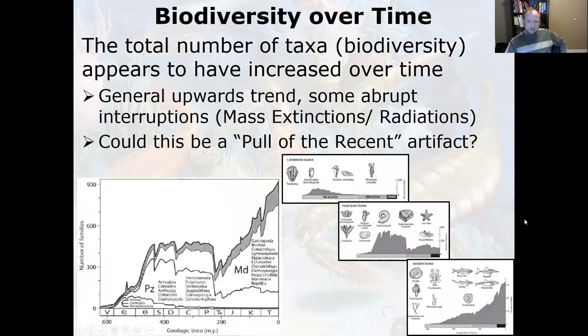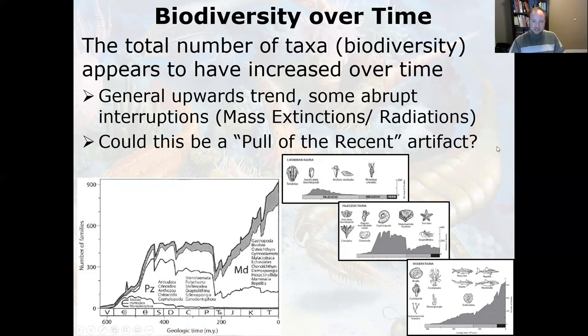And one of them is that there appears to just be more organisms. So biodiversity, the diversity of biology, how many taxa there are, how many different organism species there are, appears to have increased over time. There's this general upwards trend. Starting back here in the late Precambrian, there's almost nothing. Not nothing, but almost nothing. And then at the start of the Cambrian, we have this pretty rapid ramp up. And then there are a couple of fits and starts, but in general, there's this overall upward trend.